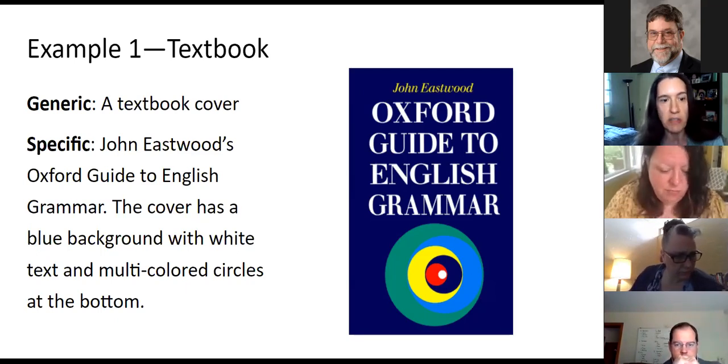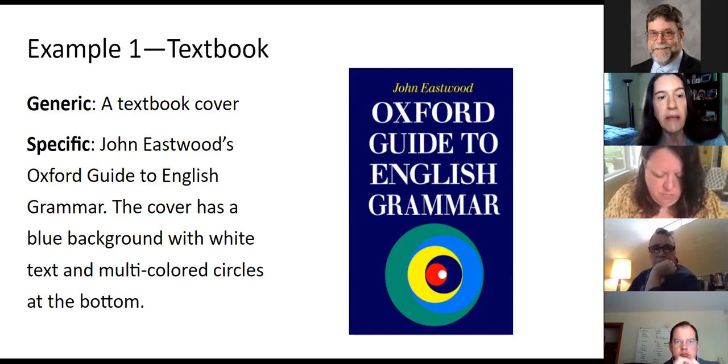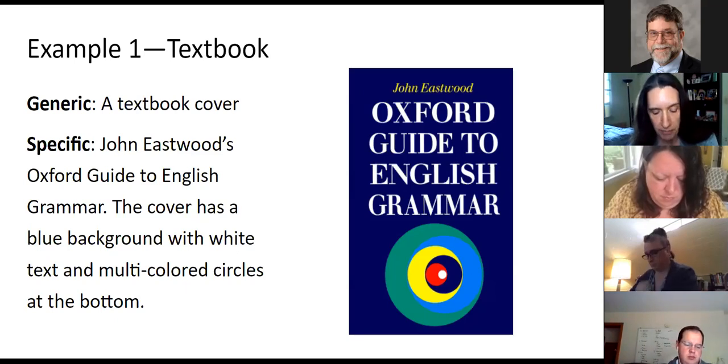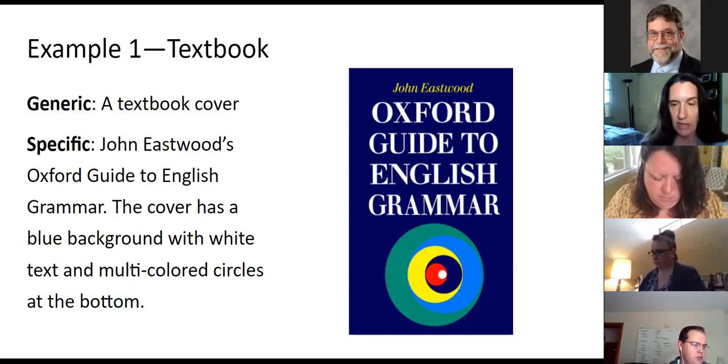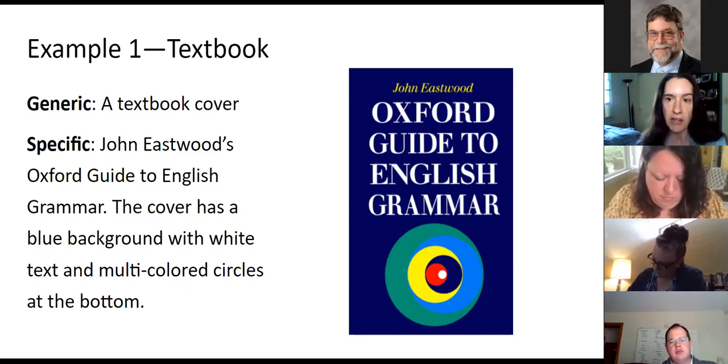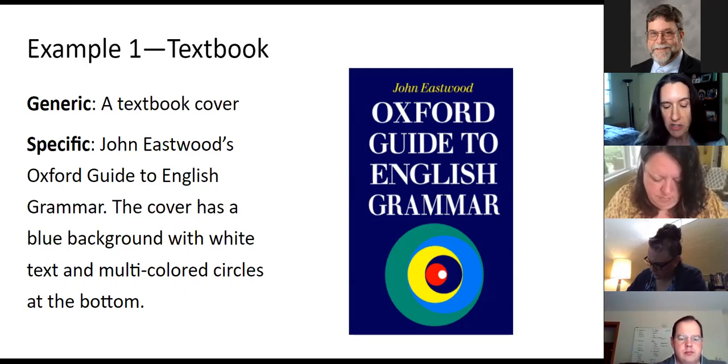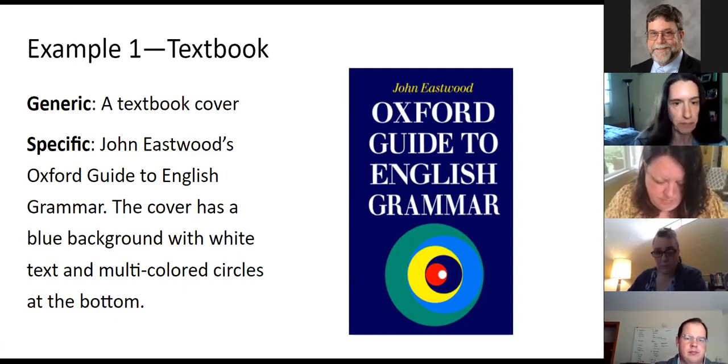So specific alt text would be John Eastwood's Oxford Guide to English Grammar. The cover has a blue background with white text and multicolored circles at the bottom. This fully describes what it looks like to be sure that people understand what book they're looking at, especially if there's different versions or some such thing. So again, to describe the purpose of the image or the meaning of the image.